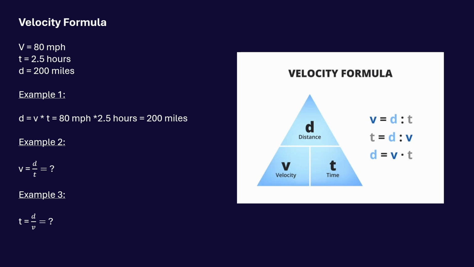Now, for example 2, we're doing d divided by t. d is 200 miles and t is 2.5 hours, and 200 divided by 2.5 is 80 miles per hour. And for example 3, it's d divided by v. So 200 miles divided by 80 miles per hour, and 200 divided by 80 is 2.5 hours.